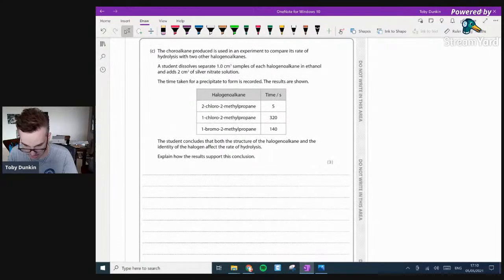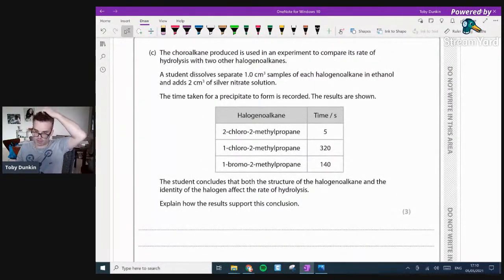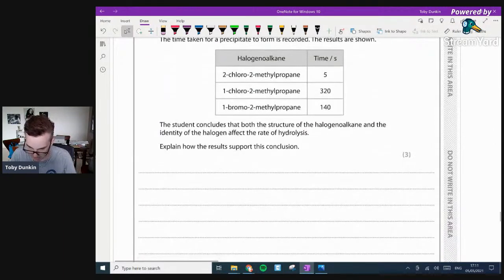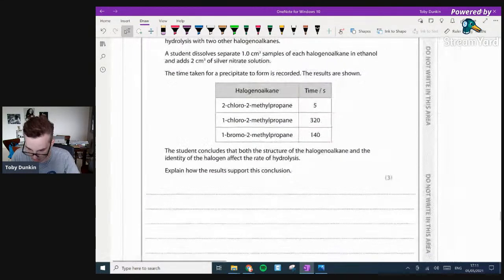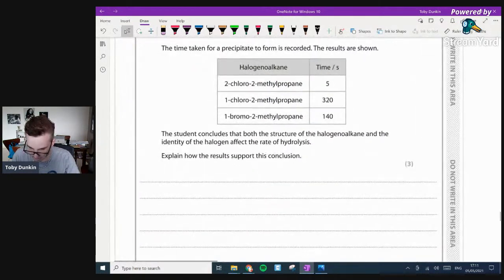Wow, flown through this. The chloroalkane produced using the experiment compared the rates of hydrolysis. Okay, he's given us 3 different types. The student concluded that both the structure of the haloalkane and identity of the halogen affects the rate of reaction. Explain how this result supports his conclusion. Okay, so if we compare, we need to compare these two. Yeah, because one's a primary haloalkane and one's a secondary.